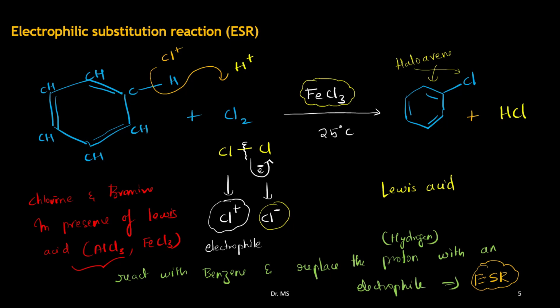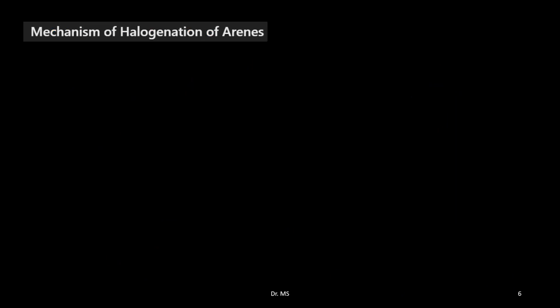Understood? Any doubts? Do you want the detailed mechanism of how this happens? Okay, let me tell you. So the mechanism of halogenation of arenes. Actually this Lewis acid is useful. This reaction happens in three steps. So let's see step number one. What happens in step number one?